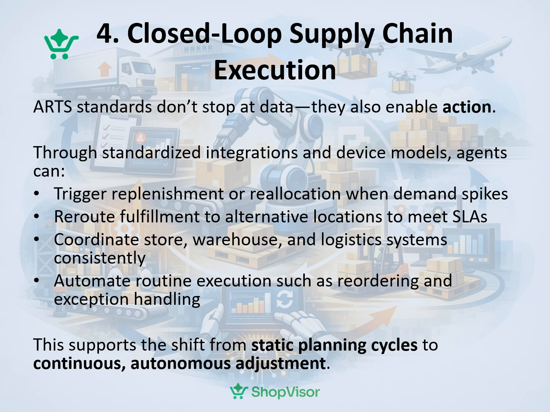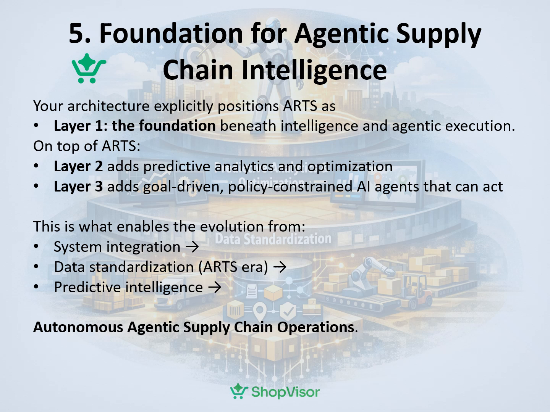They enable action. Through standardized integrations and device models, agents can trigger replenishment or reallocation when demand spikes, reroute fulfillment to alternative locations to meet SLAs, coordinate store, warehouse, and logistics systems consistently, automate routine execution such as reordering and exception handling. This supports the shift from strategic planning cycles to continuous autonomous adjustments. It provides the foundation for agentic supply chain intelligence.